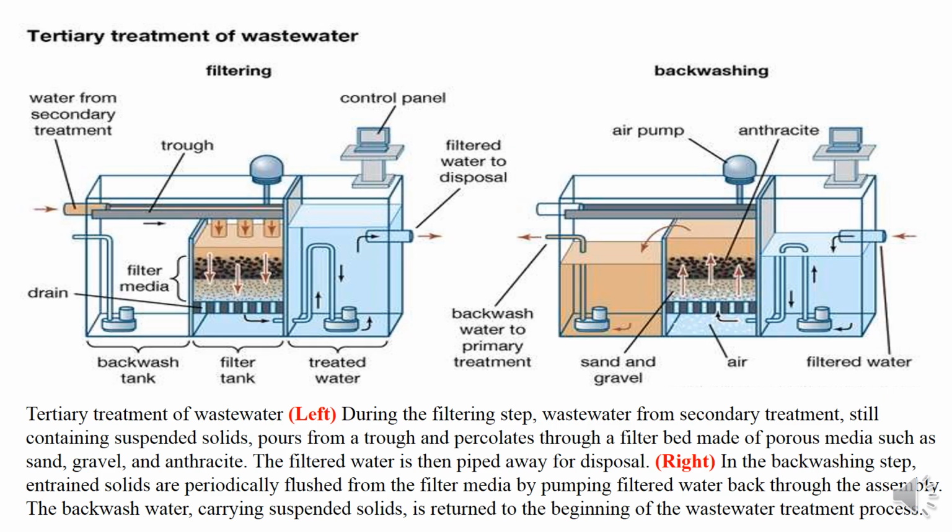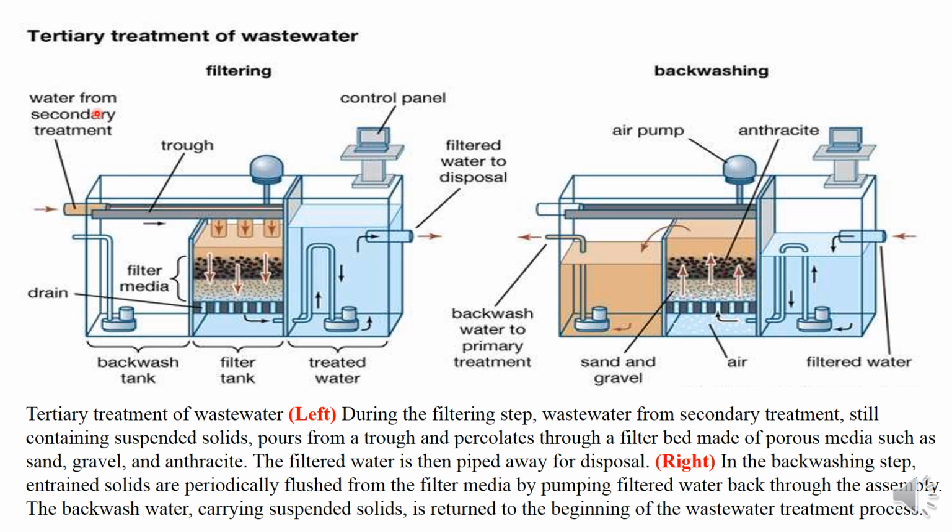Here is the picture which is showing the tertiary treatment. In the tertiary treatment of wastewater, on the left the mechanism shown is the filtering, and on the right the mechanism shown is the backwashing. During the filtering step, wastewater from secondary treatment, still containing suspended solids, pours from a trough and percolates through a filter bed made of porous media such as sand, gravel, and anthracite. The filtered water is then piped away for disposal.